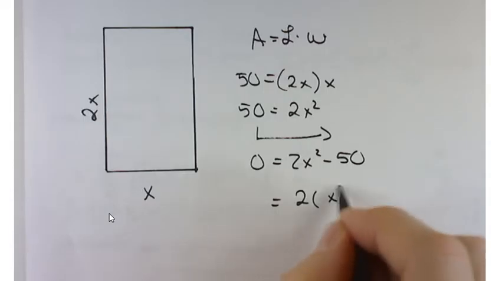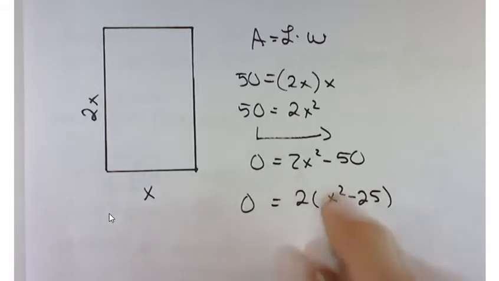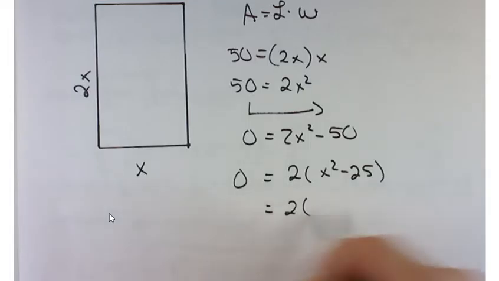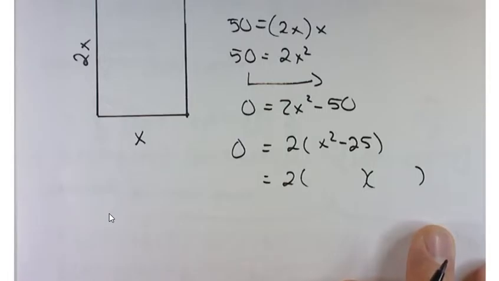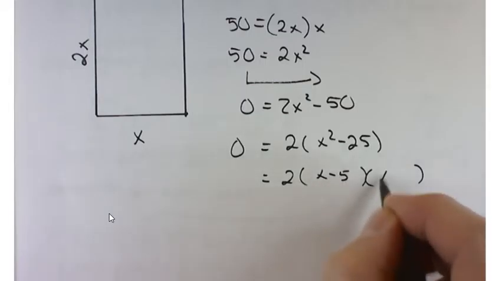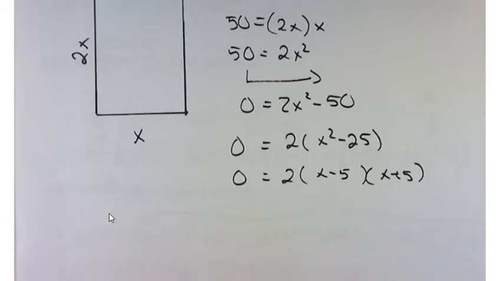Two times x squared minus 25. Wouldn't be an x, right? Because there's no x that's in common to both of those. So it's just a 2. Can this factor any further? Okay, how? James? X minus 5 and x plus 5. Now all that multiplies together and gives me a 0.